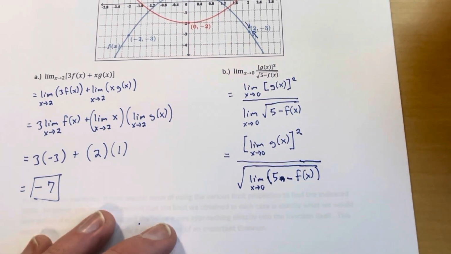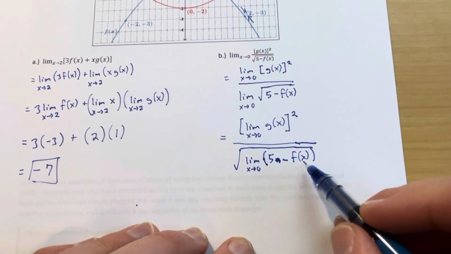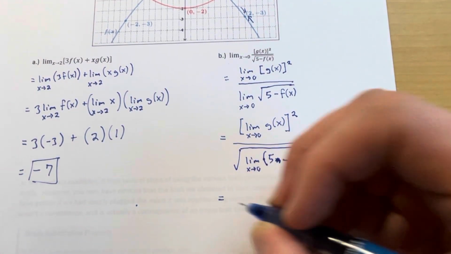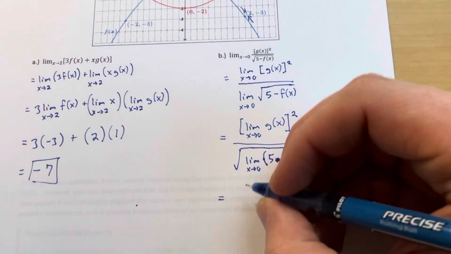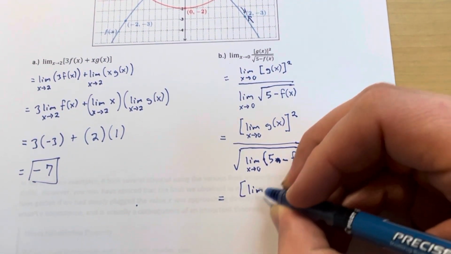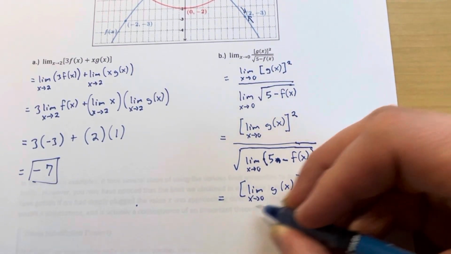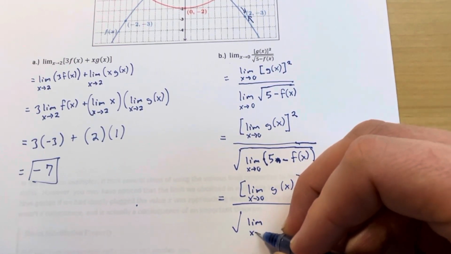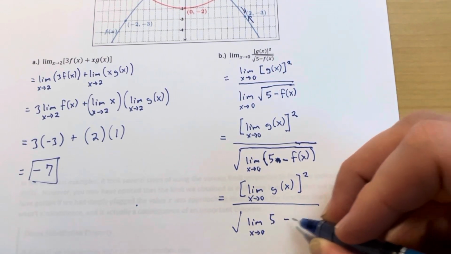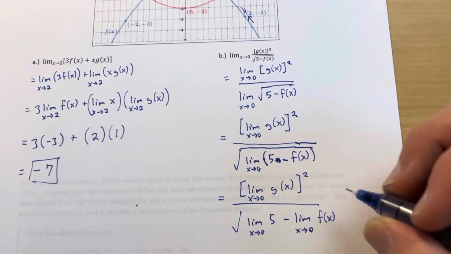and not just the first term. But now we can use another property that allows us to bring this limit into each of these individual terms. That's property, I want to say it's property 4, where limits can be brought into differences like this. So this becomes the limit as x approaches 0 of g of x squared over the square root of the limit as x approaches 0 of 5 minus the limit as x approaches 0 of f of x.